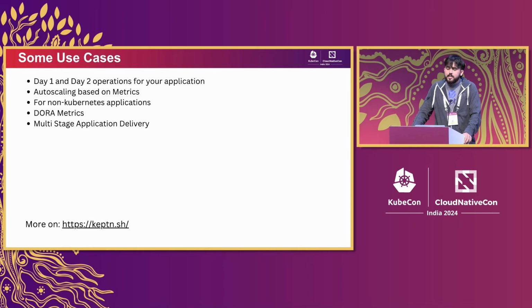For non-Kubernetes applications, Keptn needs to be deployed into Kubernetes, but your application can be outside of Kubernetes, and we have certain CRDs like Keptn task that work for applications that are not on Kubernetes. And yeah, we have different features that work for DORA metrics as well, and multi-stage application delivery. These are some of the features that you can make use of Keptn for, and you can find more on keptn.sh.